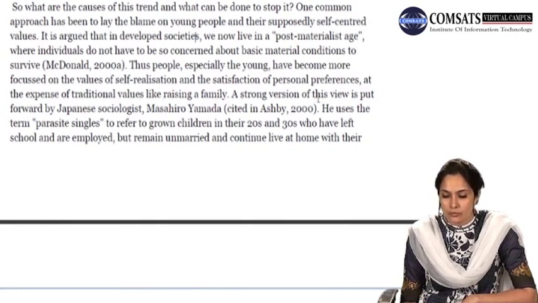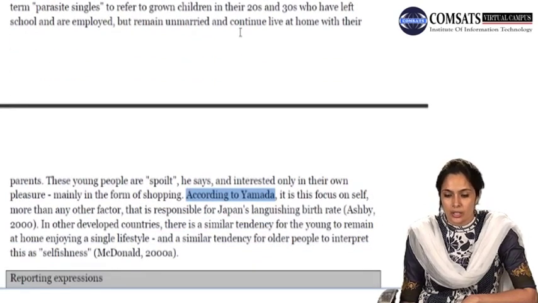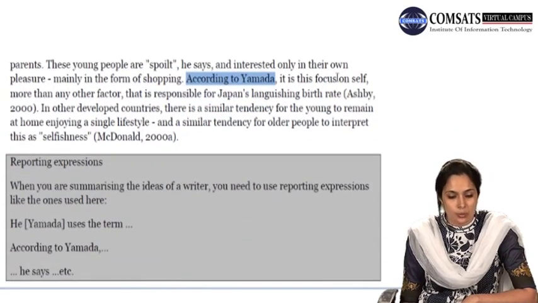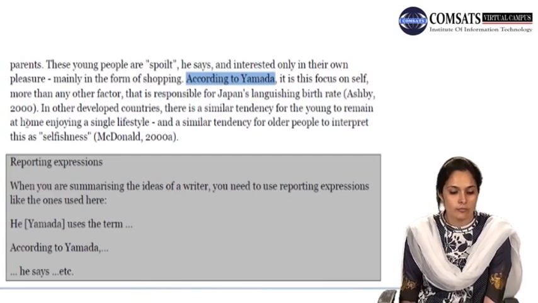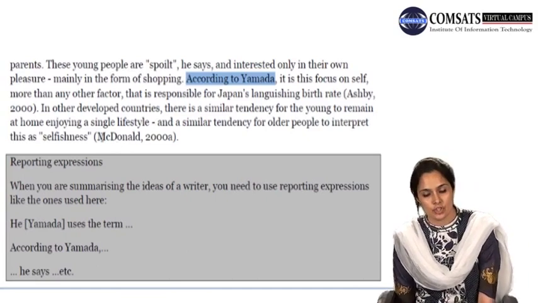A strong version of this view is put forward by Japanese sociologist Masahiro Yamada, cited in Ashby 2000. He uses the term parasite singles to refer to grown children in their 20s and 30s who have left school and are employed but remain unmarried and continue living at home with their parents. These young people are spoiled, he says, and interested only in their own pleasure, mainly in the form of shopping. According to Yamada, it is this focus on self more than any other factor that is responsible for Japan's languishing birth rate. In other developed countries, there is a similar tendency for the young to remain at home enjoying a single lifestyle and a similar tendency for older people to interpret this as selfishness.